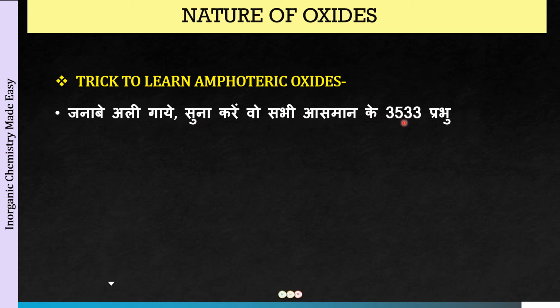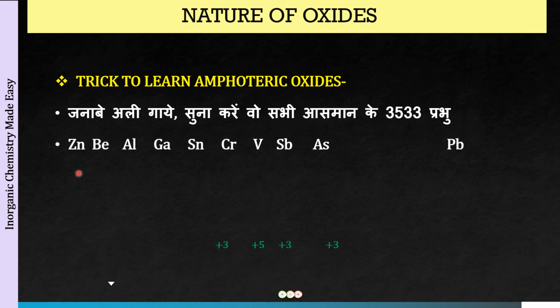That is 3533 lords of the sky, they are listening to his song. That is what it means. And how you are going to correlate it to the amphoteric oxides is going to be the list of these elements which form the amphoteric oxides.